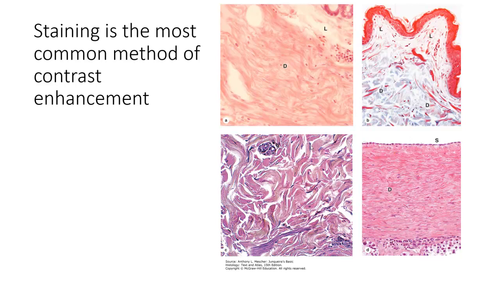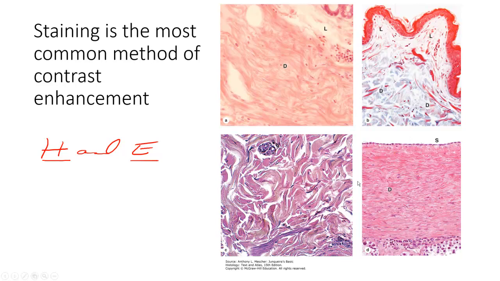Now, as we go through the semester, we'll encounter several different ways that tissue can be stained. But the most common method of tissue staining is called H and E. And the H stands for hematoxylin. It is a blue basic dye, and the E stands for eosin, a red acidic dye. And because opposites attract, the basic dye will bind to things that are acidic, and the acidic dye will bind to things that are basic.